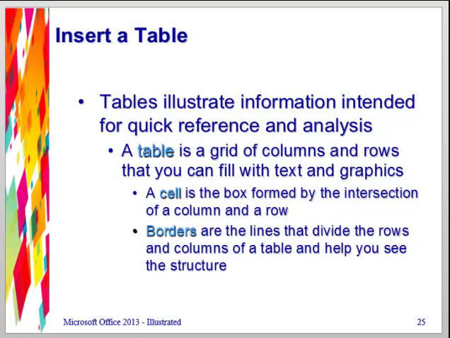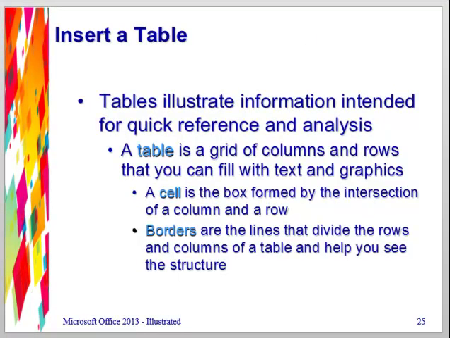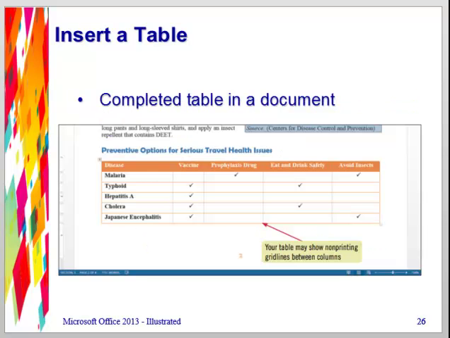A cell is the box that's formed by the intersection of a column and a row, and the borders are the lines that divide those rows and columns into sections. So here's a sample of a table. It's a completed table in a document. Up here is the table column headers. They've done that in a separate color so that you can see the differentiation between the actual table itself and the table column headers.